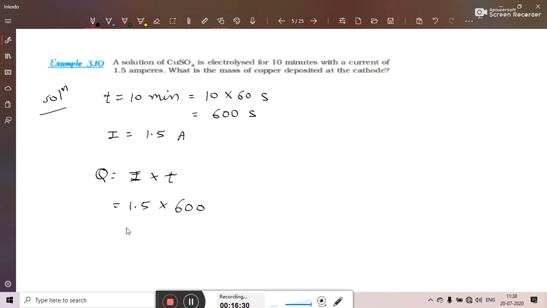So that will come out as 900 coulomb. So Q equal to 900 coulomb. Now what is the reaction for the reduction of copper? So that is Cu2+ plus 2 electrons gives Cu.